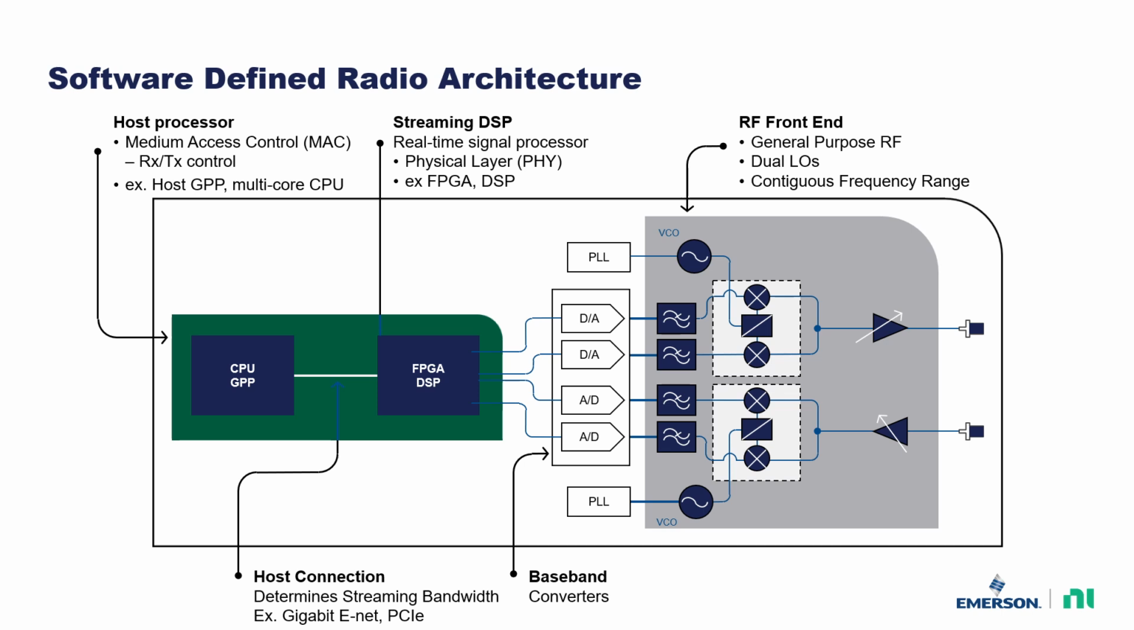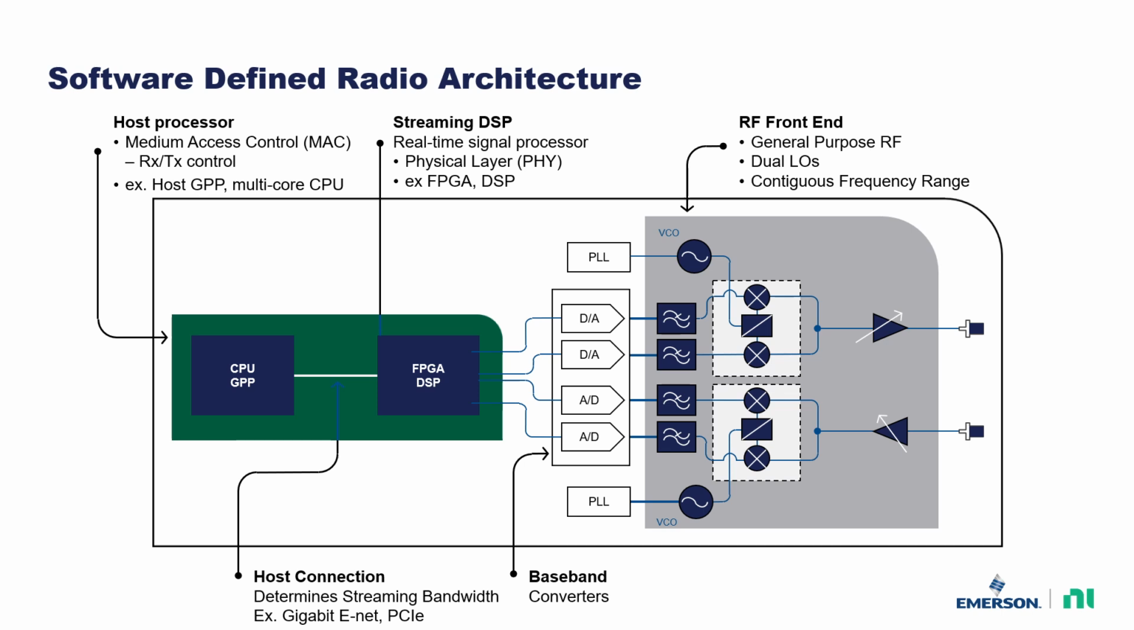NI's USRPs are what we call software-defined radios, and this slide shows the typical architecture for an SDR. Starting on the left side, a typical SDR is made up of two different types of processors. We have a CPU as well as an FPGA. For our SDR portfolio, sometimes the CPU is embedded in the actual device itself, but most of the time the CPU is something that we connect to externally using, for example, gigabit Ethernet, 10 gigabit Ethernet, PCIe, or USB.